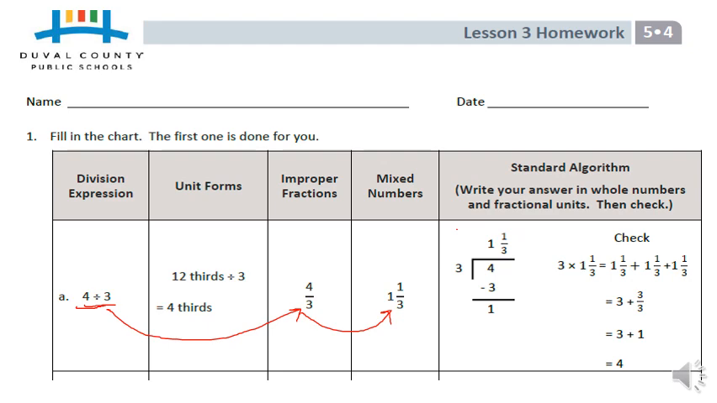Now, where some students get confused is when it comes to unit form. And here they're saying, okay, well, we know 4 divided by 3. Well, if you take 4 times 3, that's 12. So 12/3, because we're in thirds here, 12/3 divided by 3 would equal 4/3. And that's exactly what we have here.